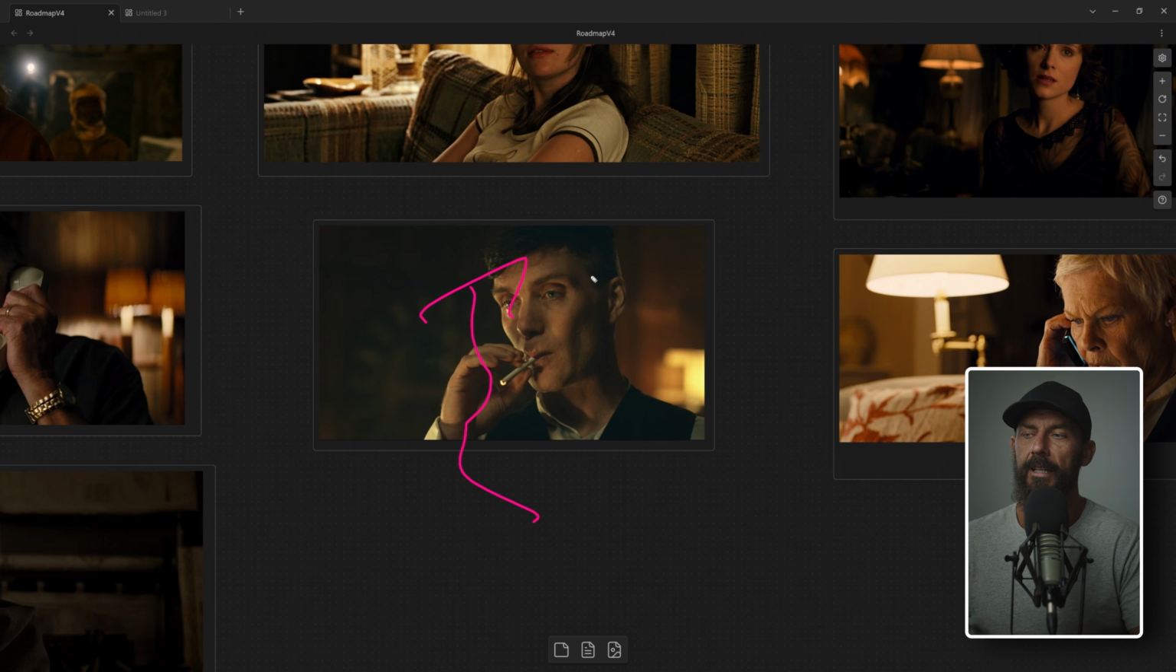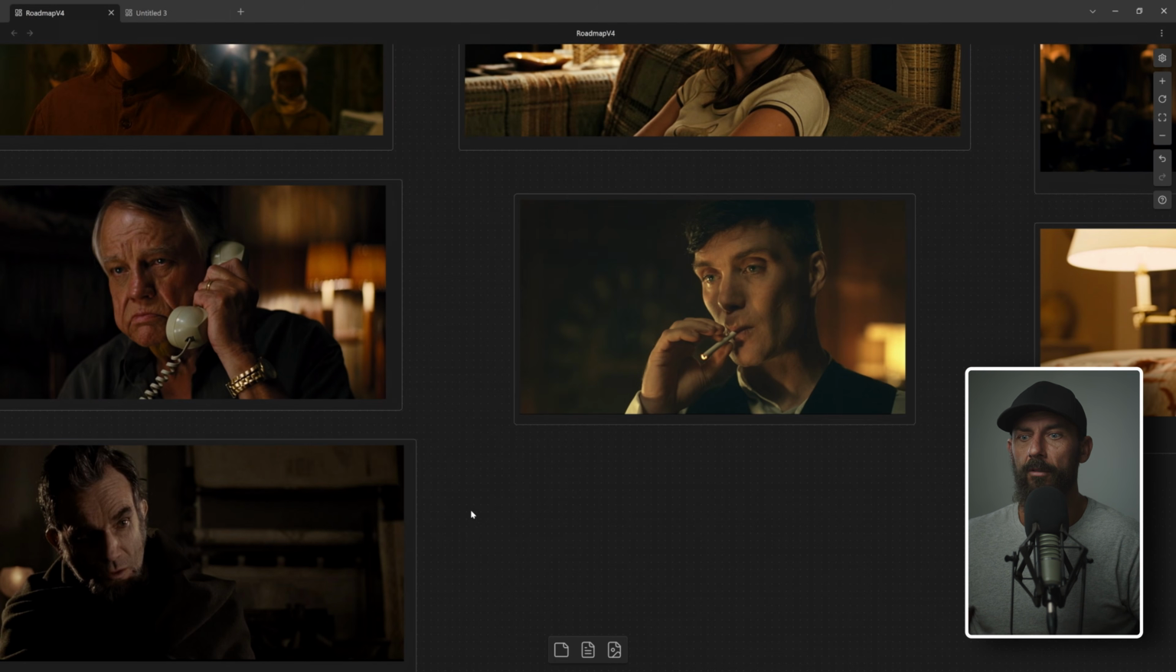Let's work backwards. That determines where we shoot from inside of the location. It determines where the wide is. It determines how close people are to one another in the scene. It determines layout and movement and all sorts of stuff.